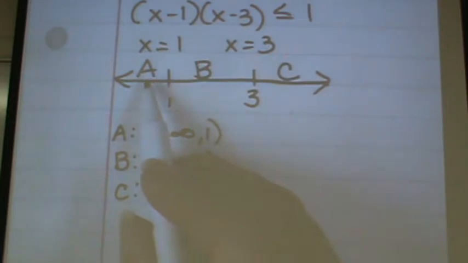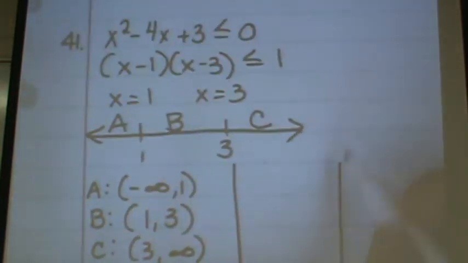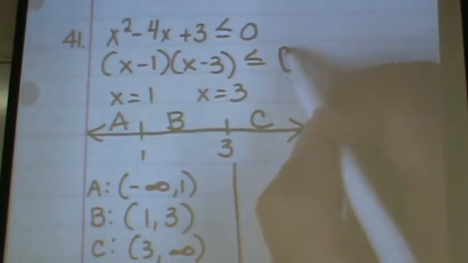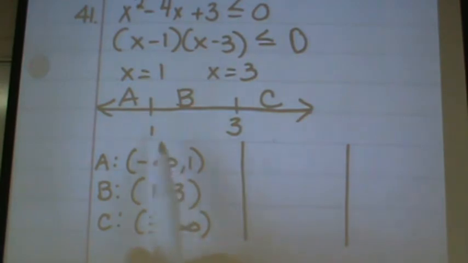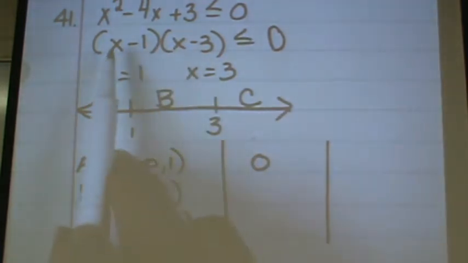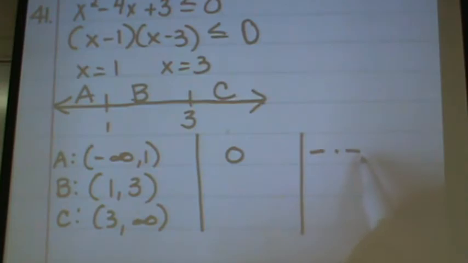We're going to test a point in each of these regions, and we're going to plug it in to see if the product that we get is less than 0. So left of 1, a good number is 0. If we were to plug a 0 in here and here, we would end up with a negative times a negative, and a negative times a negative is a positive, and a positive number is not less than 0. So this did not work.